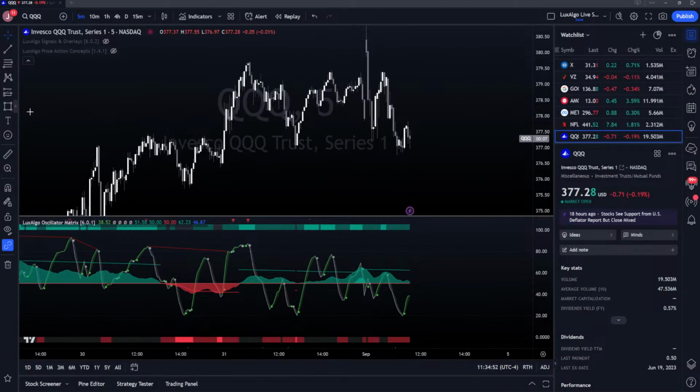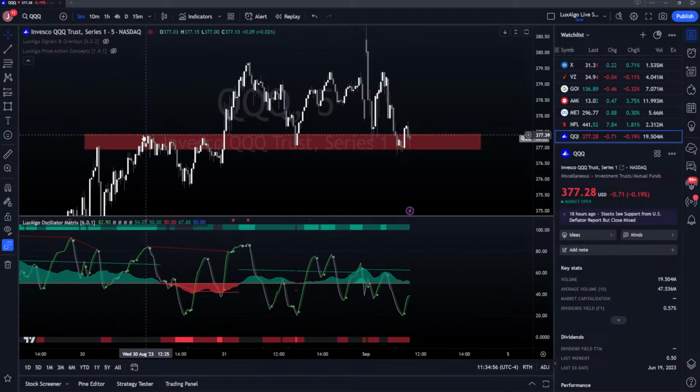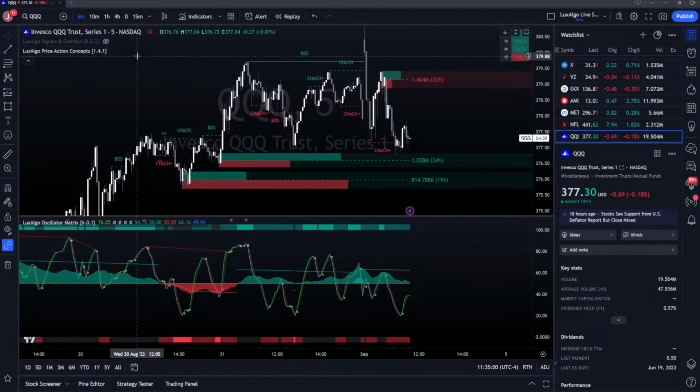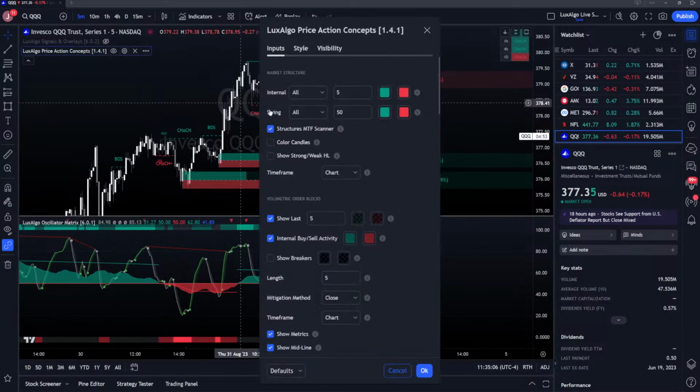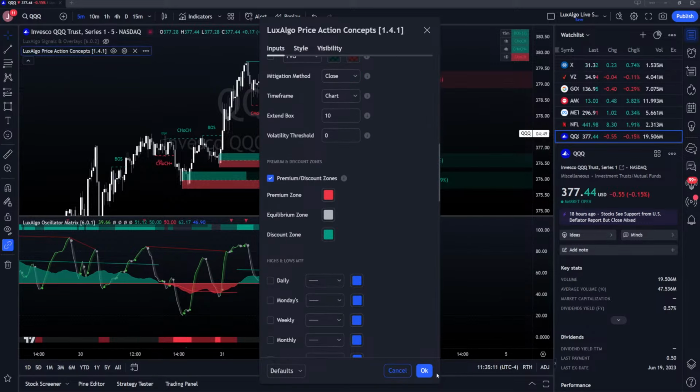Now you did fall into a little bit of demand from a previous supply. So if we were to pull up, there you go, order blocks there. It's showing that bounce off an order block. But let's look at our premium and discount zones and see what they're telling us.